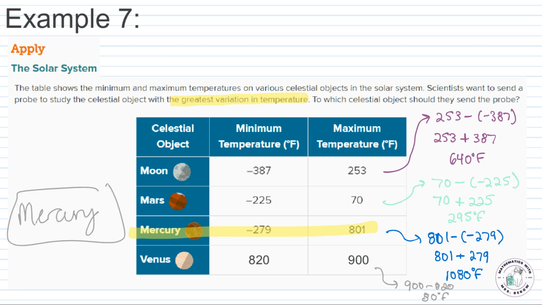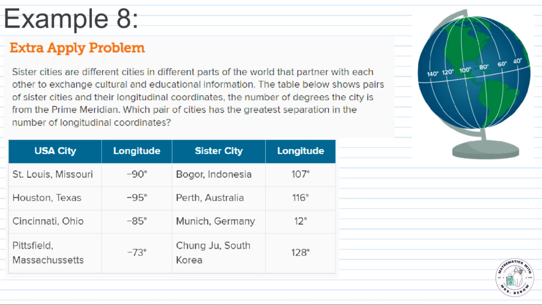All right, let's take a look at another story problem where we have to do a very similar type of setup. With this one, it says sister cities are different cities in different parts of the world that partner with each other to exchange cultural and educational information. The table below shows pairs of sister cities and their longitudinal coordinates, the number of degrees the city is from the prime meridian. Which pair of cities has the greatest separation in the number of longitudinal coordinates?